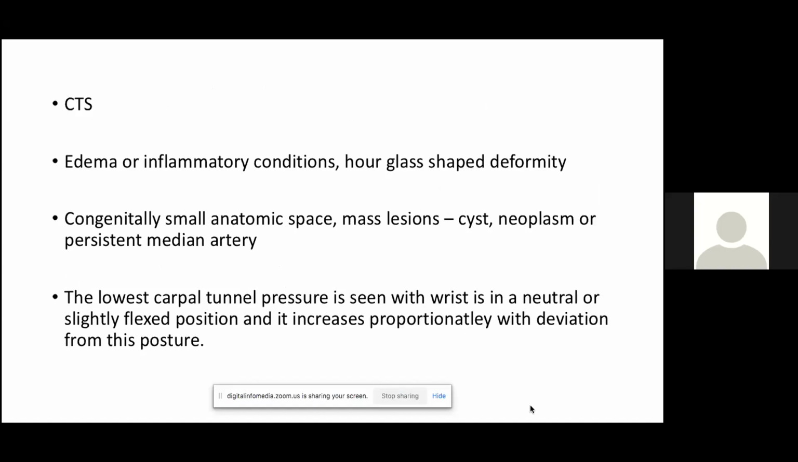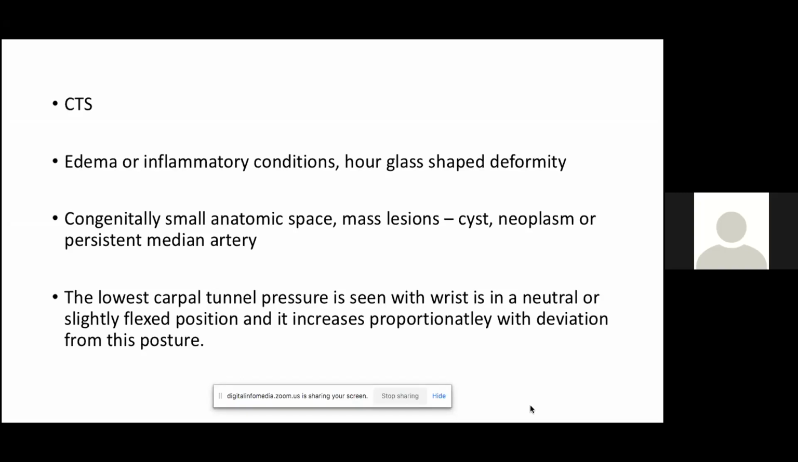Congenitally small anatomic space, mass lesions like cyst, neoplasm, or persistent median artery can compress the median nerve at the carpal tunnel. The lowest carpal tunnel pressure is in a neutral or slightly flexed posture. So if you hold the hand in a certain position, the pressure is low. But if you deviate the hand position from that posture, the pressure in the carpal tunnel increases.